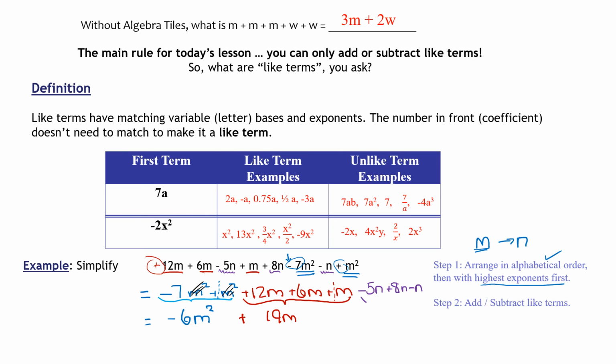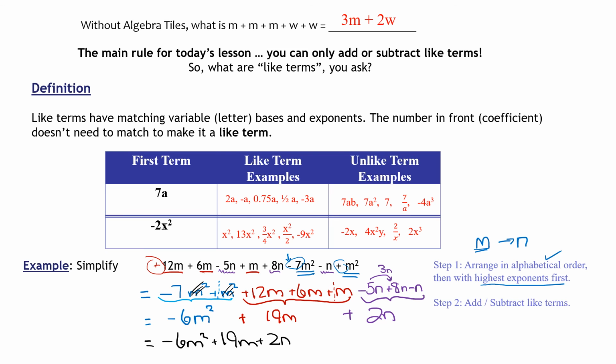And lastly are my n's. I have negative 5n's, and I add on 8n's, and I take away an n. How many n's have I got? So let's do these two first. Negative 5 plus 8, that would be 3, and of course it's a 3n. And now I'm going to subtract an n. That leaves me with a 2n, but of course I have to put the sign, plus 2n. And usually we have it written a little bit closer together like this. We would write negative 6m squared plus 19m plus 2n.